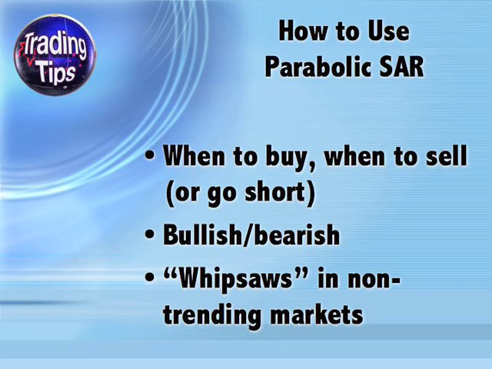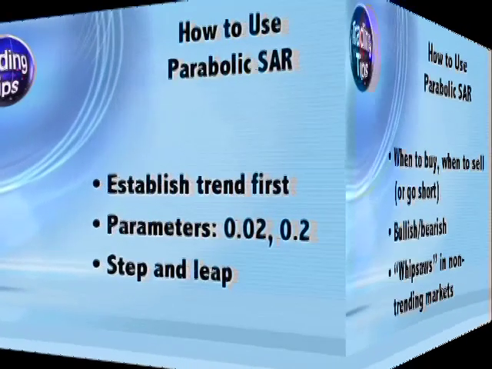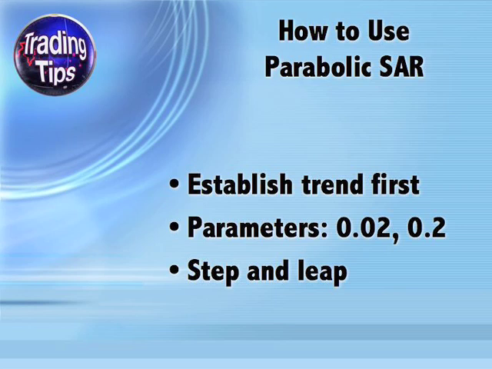Oh, but here's the catch. Parabolic SAR only really works in trending markets. In sideways markets, parabolic SAR produces a lot of whipsaws, where the indicator goes from bullish to bearish and back again quickly, rendering it essentially useless. With that in mind, it's important to establish the dominant market trend first. This can be done a number of ways and might be a topic of a future episode. But for now, let's get back to some more of the specifics of parabolic SAR.